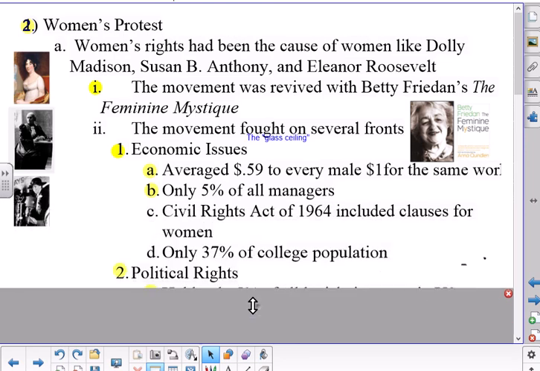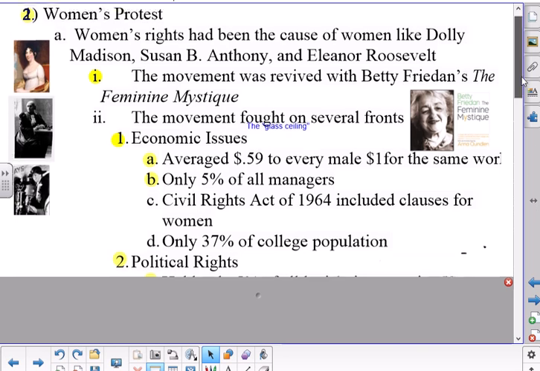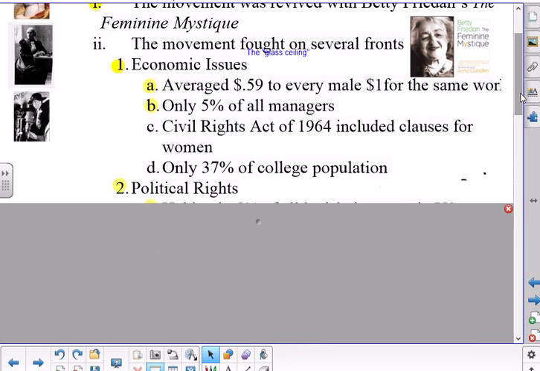Political rights. Oh, by the way, I'm not going to put this one on the test, but only 37% of the college population at the time was female. Actually, today that's gone the other way. Far more women are in college today than men, which, ideally, I guess you just like to see things be proportionate to the population. And technically speaking, by the way, women make up 51% of the population.